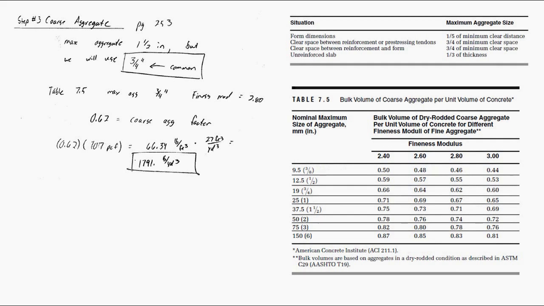On the right hand side, I've given you a table from your book which tells you what the minimum clear distance between the coarse aggregate and the dimension needs to be. So it has to fit between the forms, it has to fit between the rebars, and it can't be sticking out of a slab if you're pouring a slab.